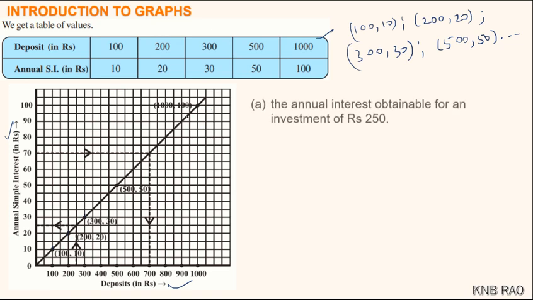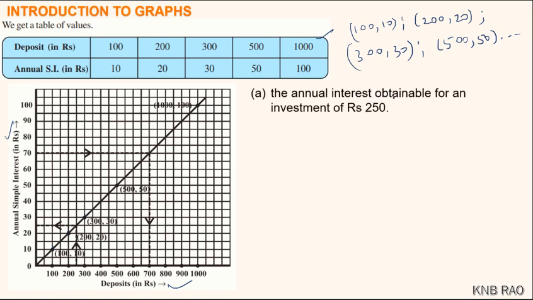Children, here the questions can be answered. The annual interest obtained for an investment of rupees 250: 250 lies between 200 and 300. So, 250 I have taken. I have drawn a line from 250 intersecting that linear graph. From there, if I drop a perpendicular to the y-axis, it gives me 25 rupees. That 25 rupees is the simple interest that I am going to receive on the deposit of 250 rupees.